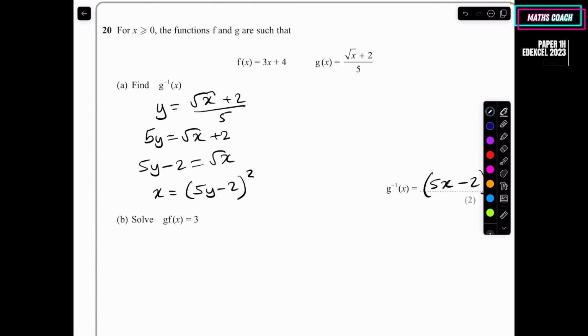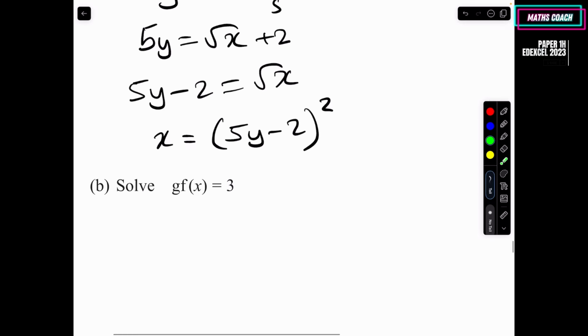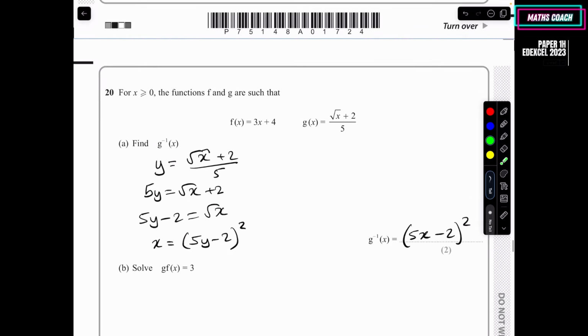Part B, solve gf(x) equals 3. So we need to find the composite function, so we'll get the f and sub it into g first, and then make it equal to 3. So we'll get f, and sub it into g, wherever we see an x, which is right here. In here, where I've highlighted the x, would go all of 3x plus 4.